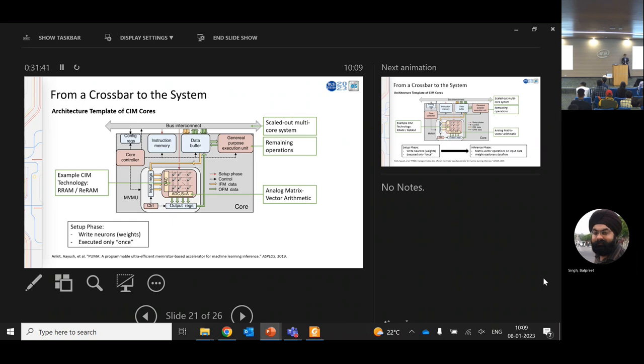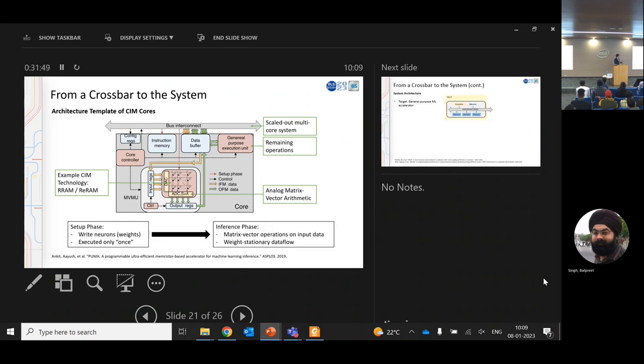If you run it as a training machine, it looks different, right? But if you just run it as an inference machine, you write the weights into this one time. And then in the inference phase, you basically use it as a matrix vector operator and you have a weight stationary data flow. So your neurons are mapped statically to these units and your input data flow through the system.